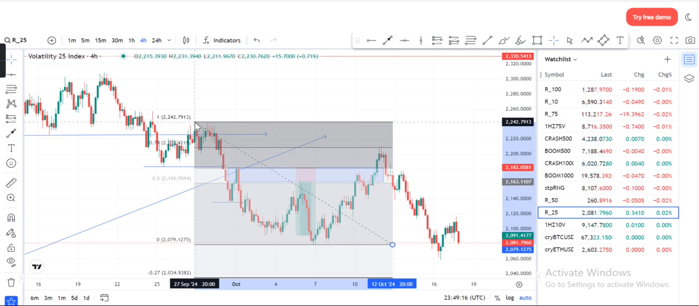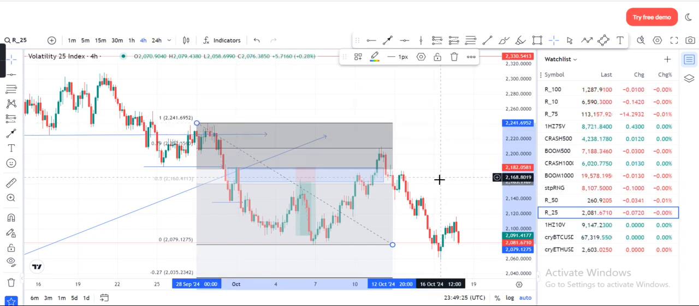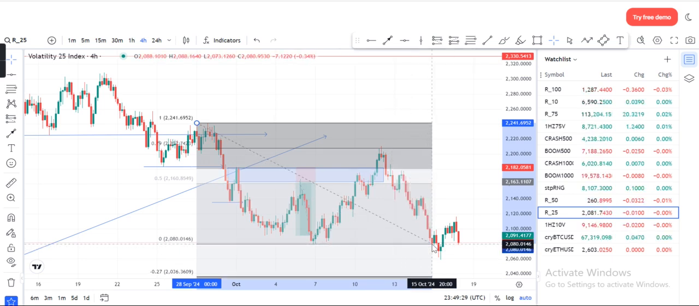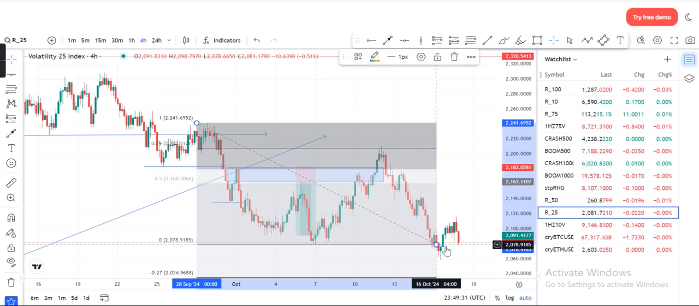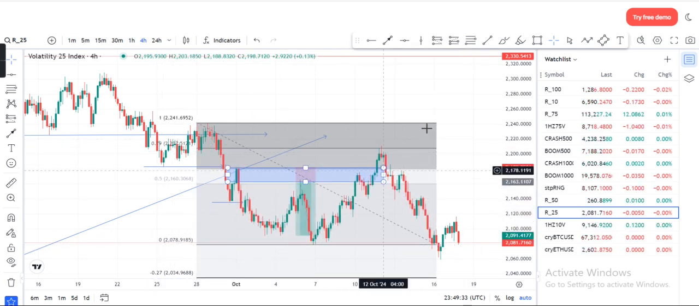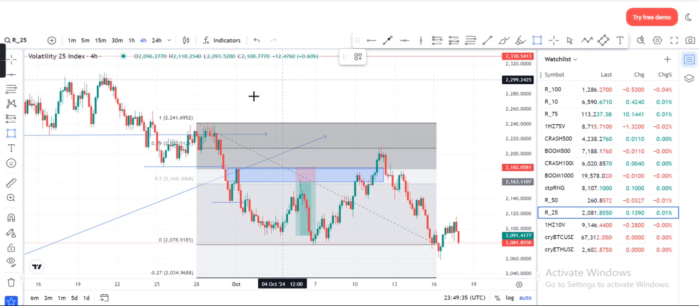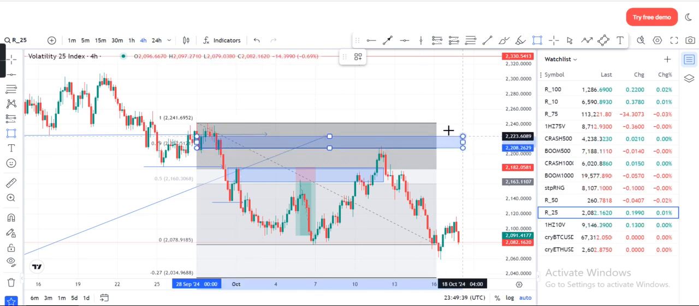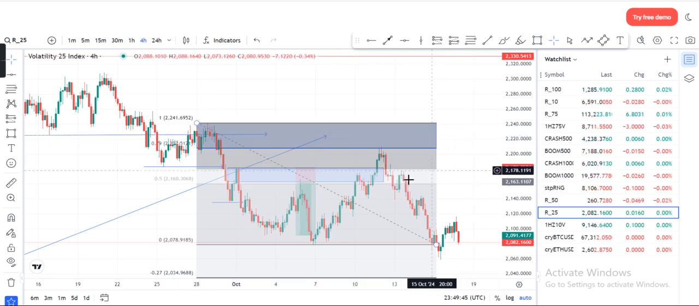Now when I extended it, I actually love to use the wicks, not the body, to mark my Fibonacci. I don't know if some other persons may be using the body, but I use the wicks. So using the wick, I was able to get the move where the market told me that we got our reaction and rejection from this point here. So it was actually a very wonderful reaction.